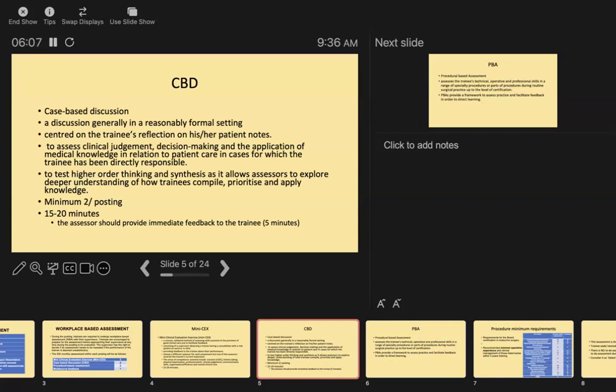So, purposely, minimum, it takes around 20 to 30 minutes, and at the end of it, the assessor will provide immediate feedback to the trainees. Okay?